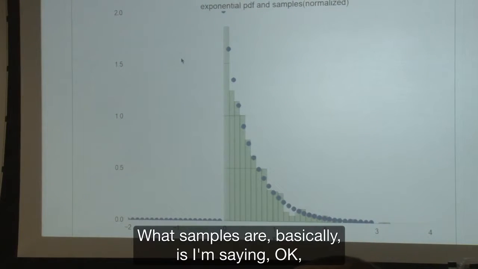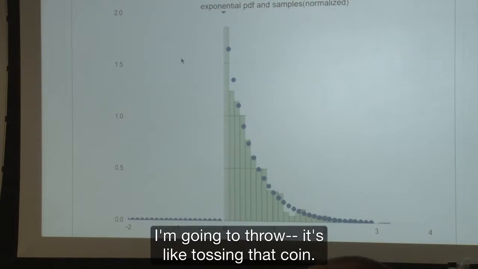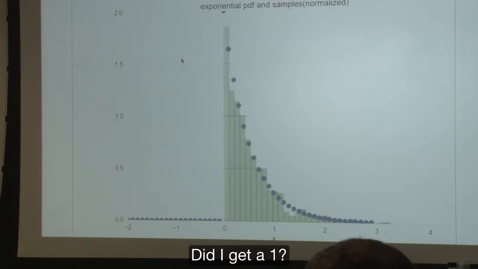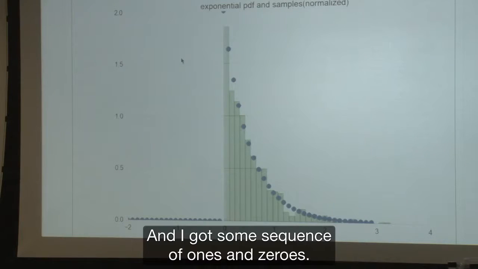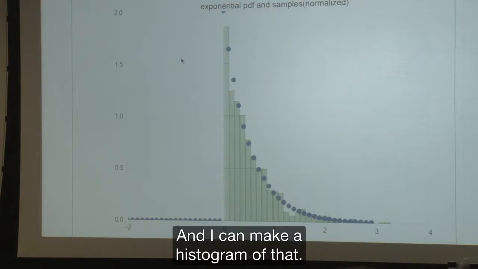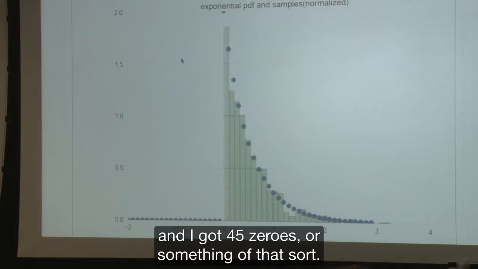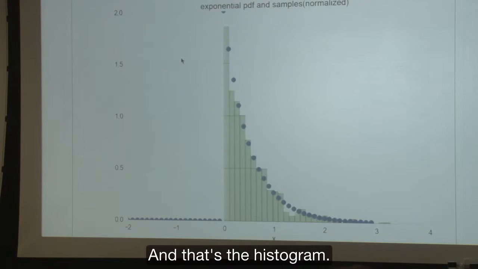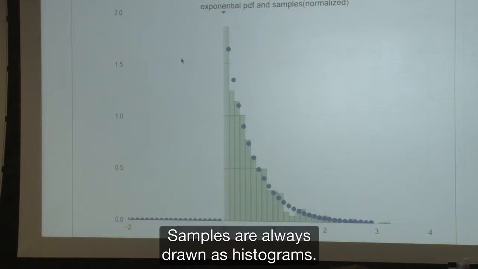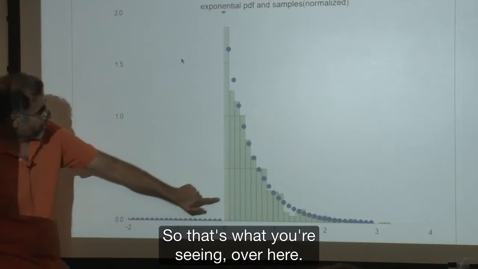What samples are basically is I'm saying, okay, I'm going to throw, it's like tossing that coin. Did I get a one? Did I get a zero? Did I get a one, zero? And I got some sequence of ones and zeros, and I can make a histogram of that. Because I had a biased coin, I got maybe 23 ones and like 45 zeros or something of that sort. And that's the histogram. Samples are always drawn as histograms. So that's what you're seeing over here.